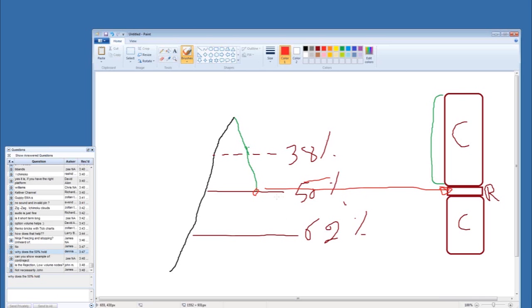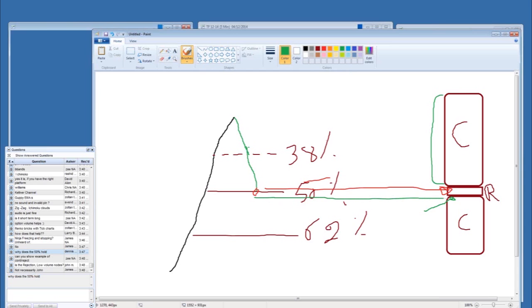So now, knowing this is a rejection, where do you think is my stop loss? It's very simple once I put it in perspective like this. My stop loss is right here, right? So my stop loss is whatever price is associated with it. Could be 5 ticks, could be 2 ticks, could be 3 ticks, right?